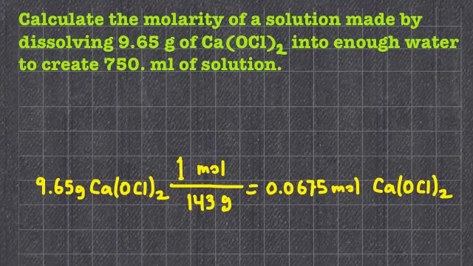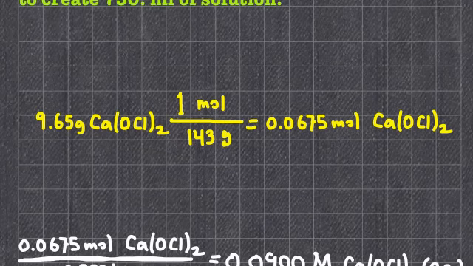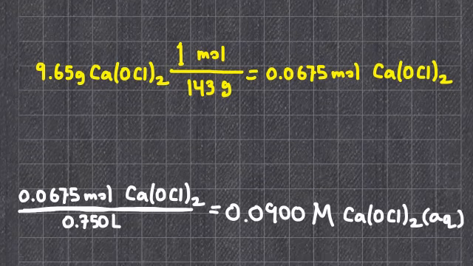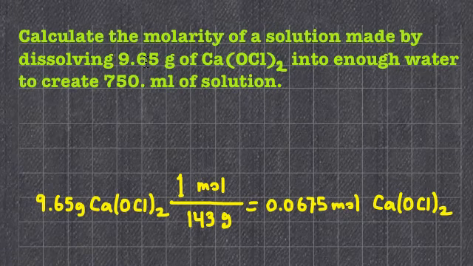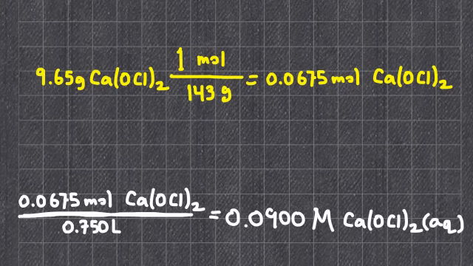Then the next and last thing to do to find the molarity is simply to take that 750 milliliters of solution and describe it in liters, and take that 0.0675 moles, compare it to the total volume of the solution, and it looks like 0.750 liters. I have 3 sig figs up here and 3 sig figs here, so I'll leave 3 sig figs in my answer. 0.0900 molar calcium hypochlorite aqueous.